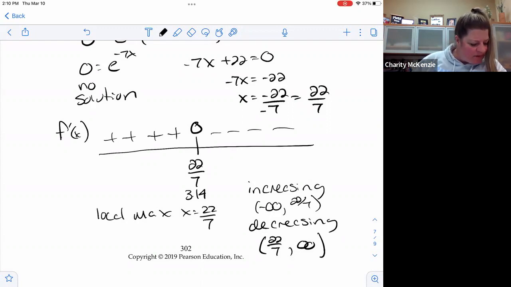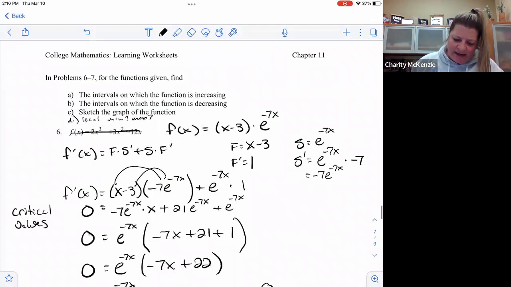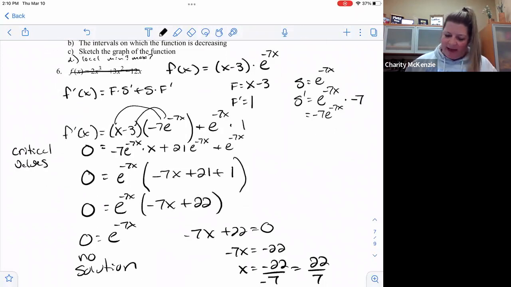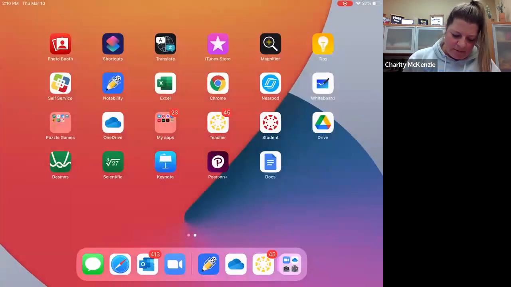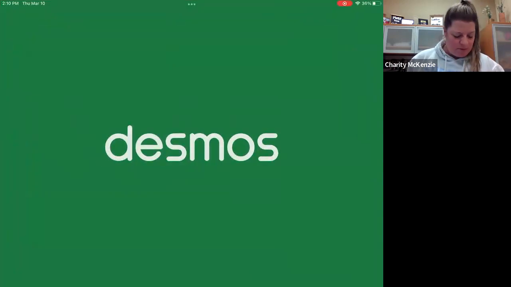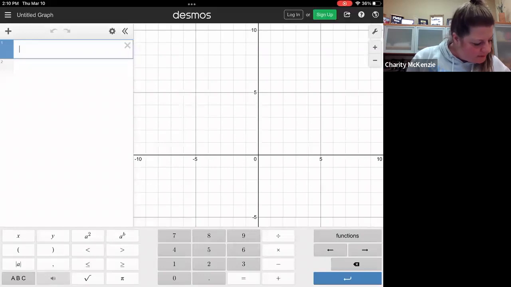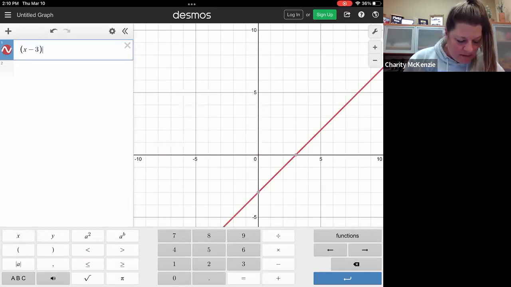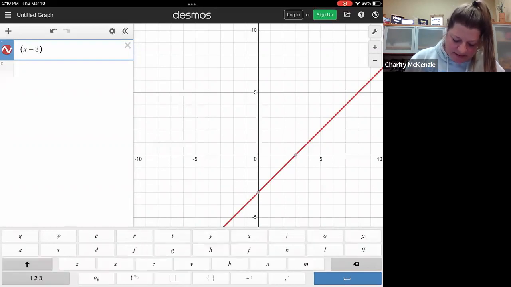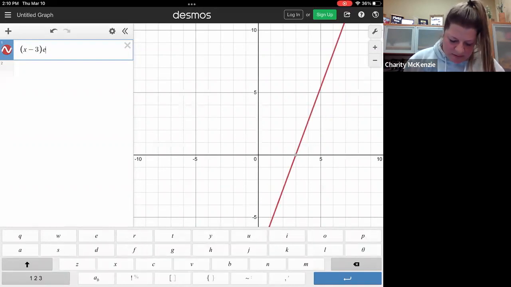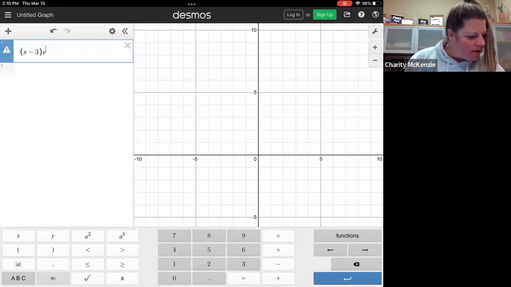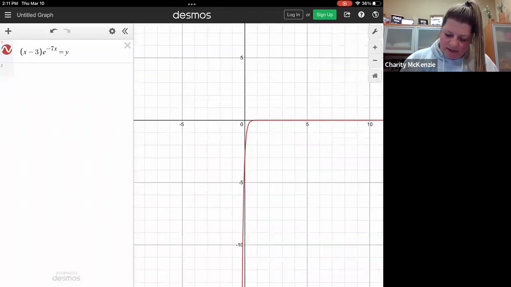Okay, is there anything else? I thought we had added, oh, just what does the graph look like? Let's show that graph. Maybe I will go this way, then it's a little bit clearer for you. Okay, so let's graph this. I'll show it in Desmos. So our original function was x minus 3 times e to the power of -7x equals 0 or equals y or whatever. Okay, so it'll show it there.